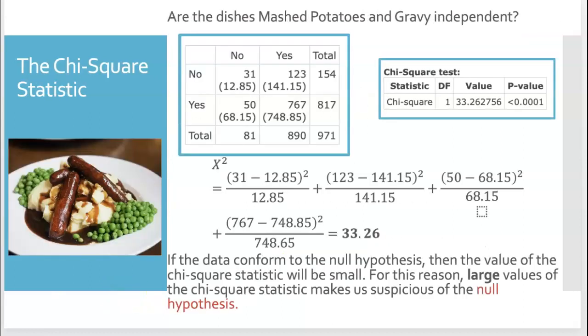So if we look here, in the table I showed you earlier, the statistic, the value 33.26, that is the chi-square test statistic. So that is larger than 0 for sure. And here it tells you the degrees of freedom.